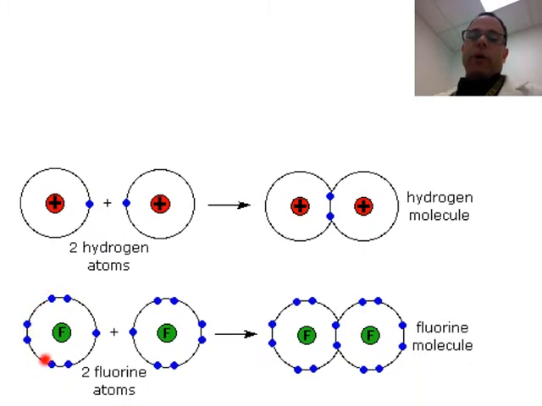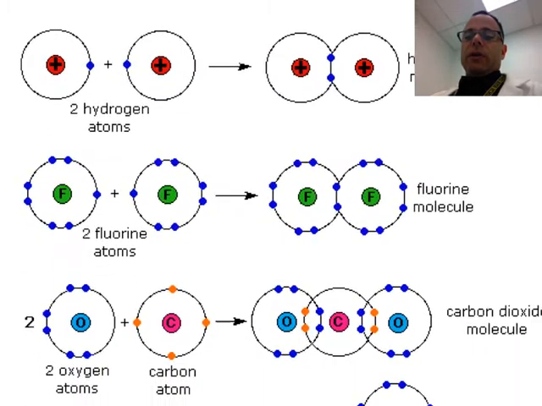Let's slide up and take a look at another example. Here we have fluorine with its 7 valence electrons, and 7 valence electrons. Here's what happens when they combine. They're now sharing these 2 electrons. Remember, in ionic bonding, electrons are transferred from one atom to another.